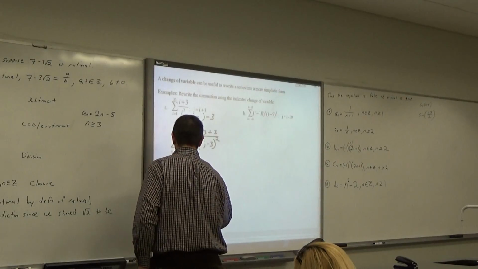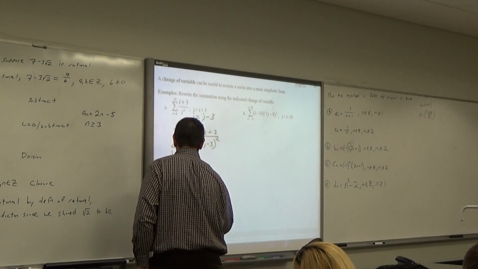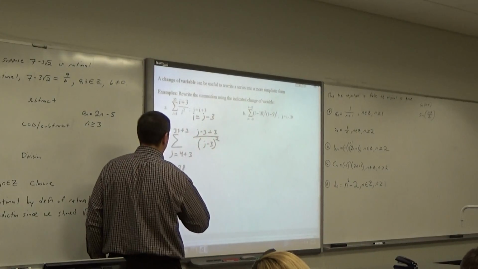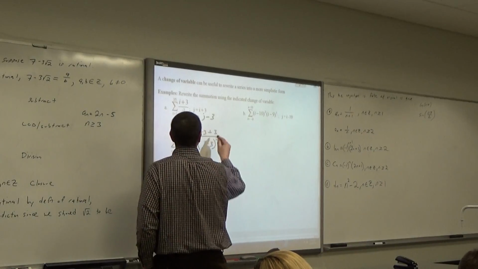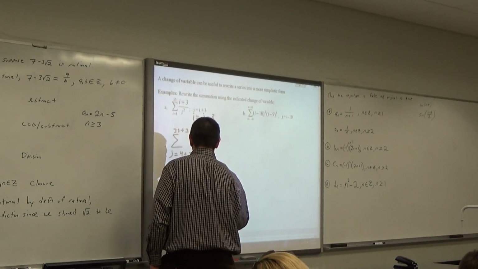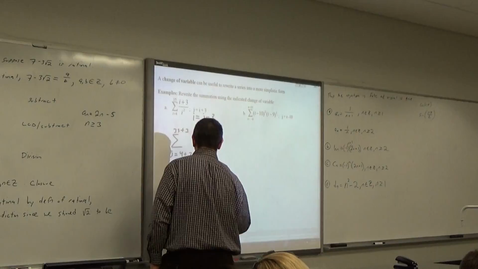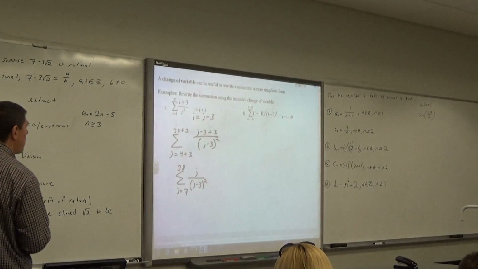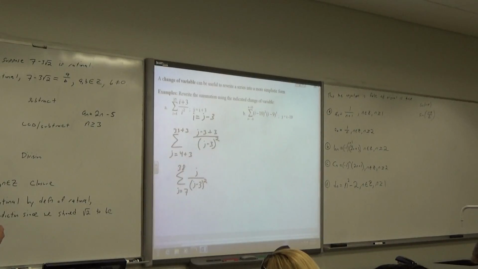Okay, so Mr. W, you correctly identified the lower bound to be 7 and the upper bound to be 38. And then the numerator, j minus 3 plus 3 becomes j. The denominator just becomes j minus 3 squared. Now, I don't know if that's any better looking than the previous, okay?